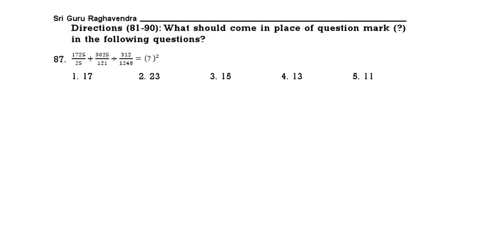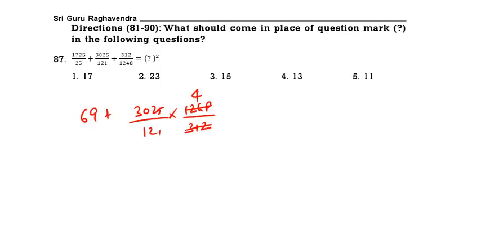See the next question. 1725 by 25. What is 1725 by 25? 25 6 150, 25 9s. Then this is 3025 by 121 into 1248 by 312. See, this is 312 ones, 312 fours.